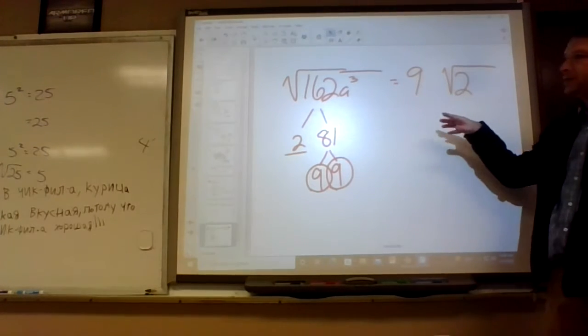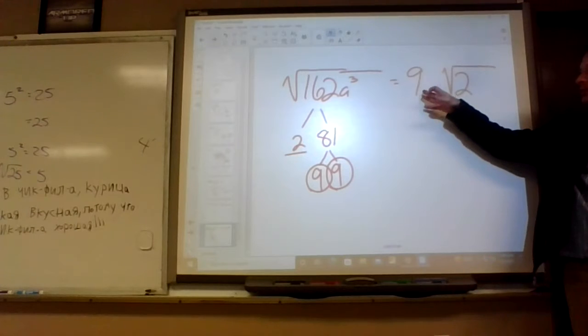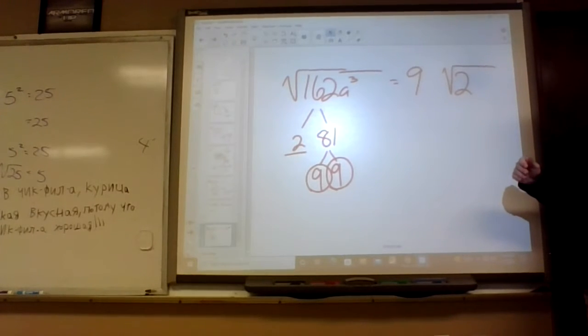And I'm actually going to leave a blank. I kind of screwed up. I'm going to leave a blank between the 9 and the square root because I still have some letter stuff to take care of. And that's normally what you're going to want to do.